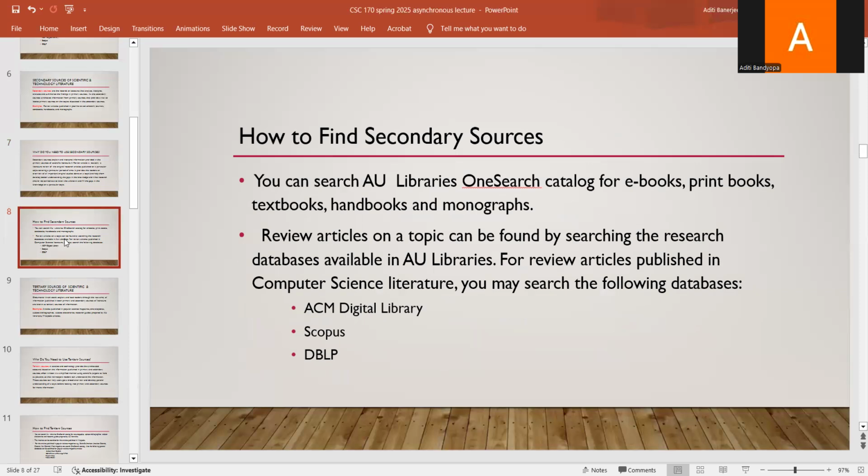How to locate the secondary sources of scientific literature? You can search Adelphi University Library's One Search Catalog for e-books, print books, textbooks, handbooks, and monographs. Review articles on a topic can be found by searching the research databases available in Adelphi University libraries. For review articles published in computer science literature, you can search the following databases: ACM Digital Library, Scopus, and DBLP.